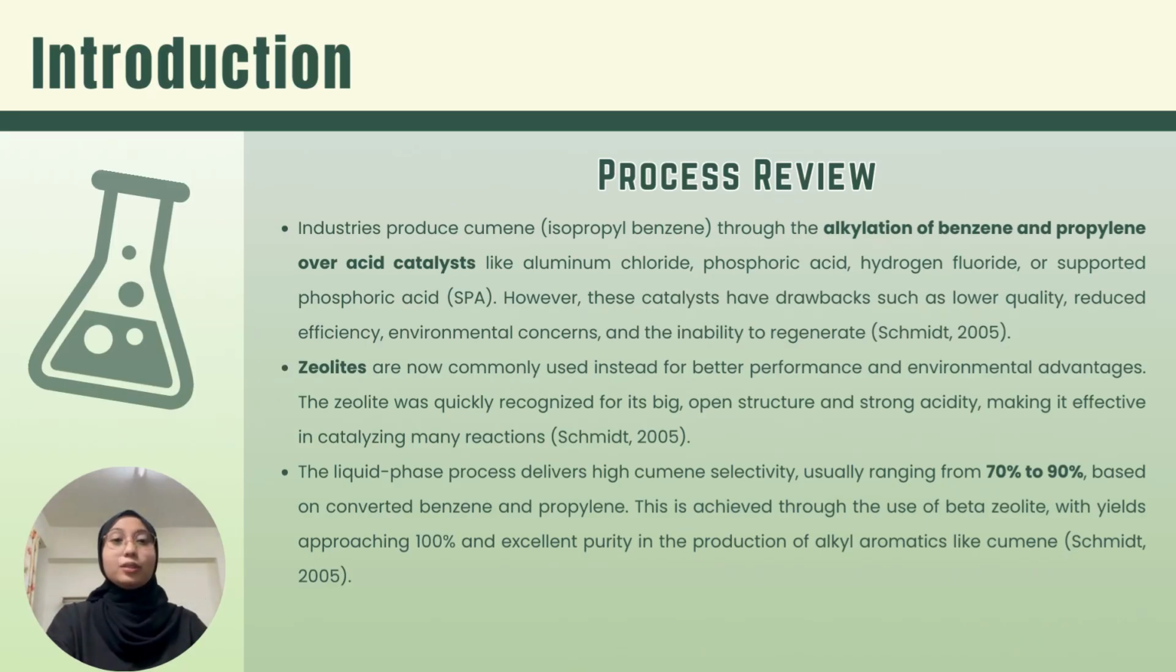Assalamualaikum warahmatullahi wabarakatuh. My name is Nur Sabrina Abd Rashid and I will start with the literature review, and the first part is the process review. Isopropyl benzene plays a crucial role in the production of phenol and acetone. Traditional catalysts like aluminum chloride and phosphoric acid used in the alkylation of benzene and propylene pose drawbacks such as lower quality, reduced efficiency and environmental concern.